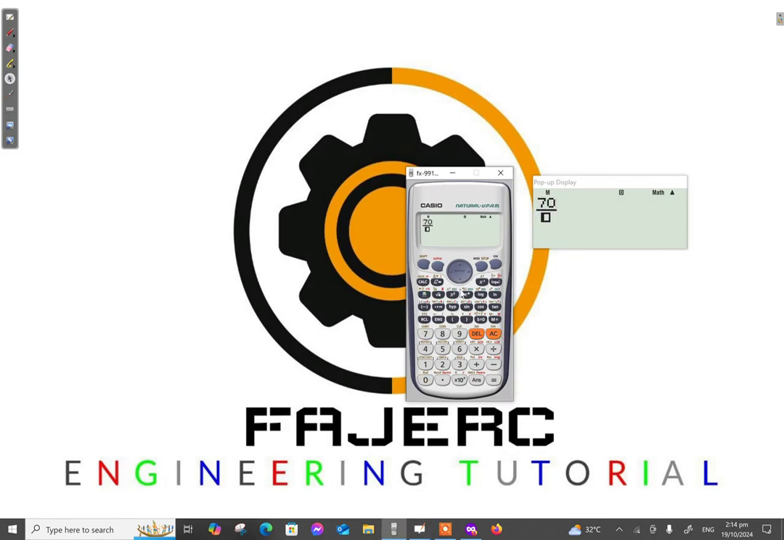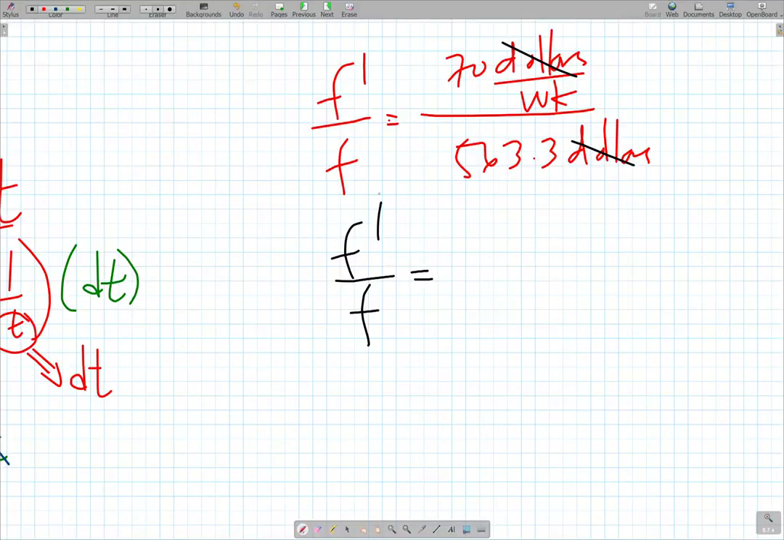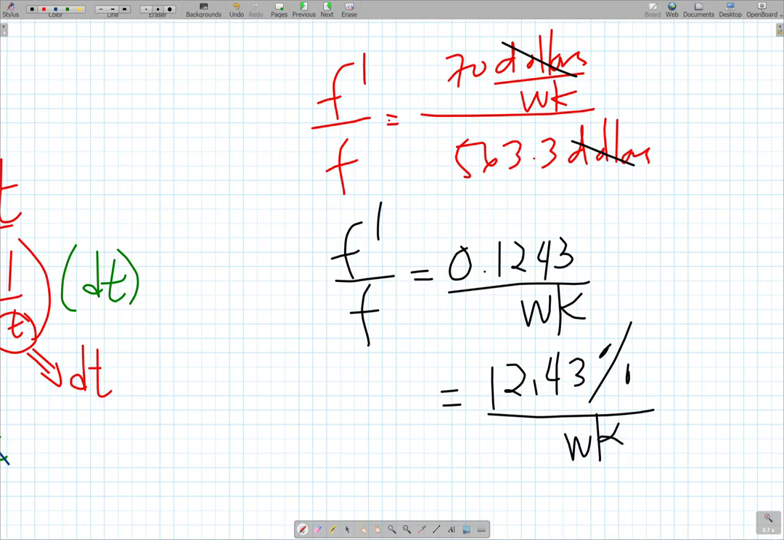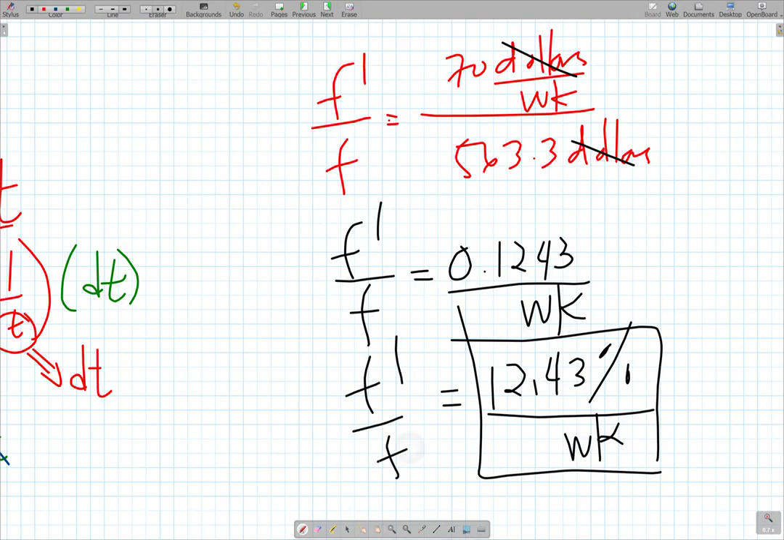70 over 563.30 equals 0.1243 per week. Yan. Per week. Or in terms of percent, that is 12.43% per week. Okay, that is f prime over f, no? F prime over f. Okay, 12.43% per week. Okay, next example.